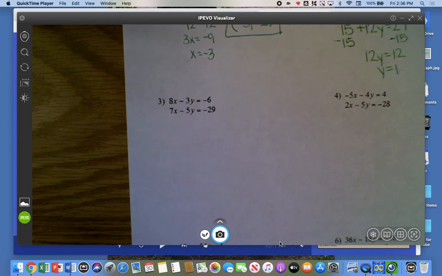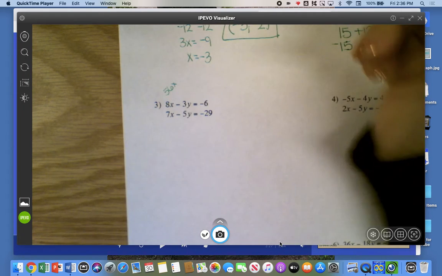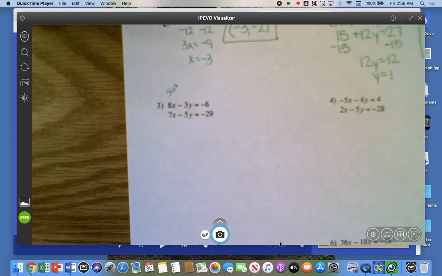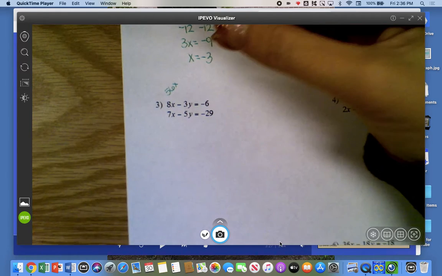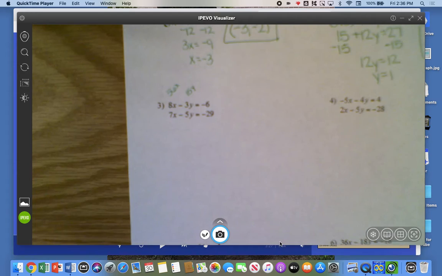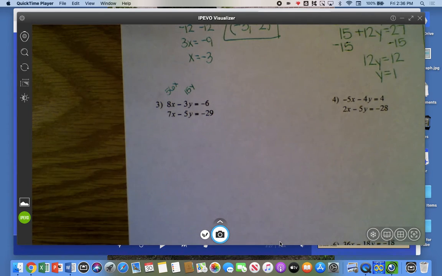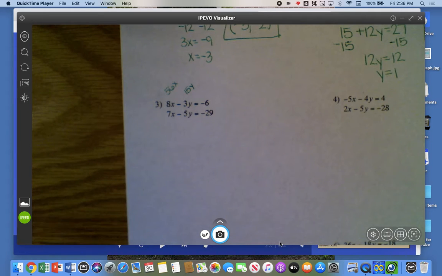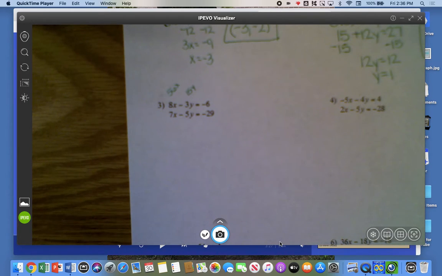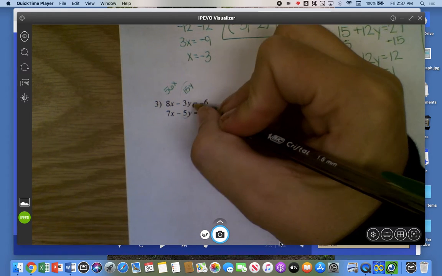So the only number that 7 and 8 both go into, we could either choose to make these 56x, which might not be the easiest to do. 3 and 5 both go into 15. So we have to make the choice. Are we going to make the x terms positive 56 and negative 56, or are we going to make the y's 15y? I would say doing this is going to be easier.